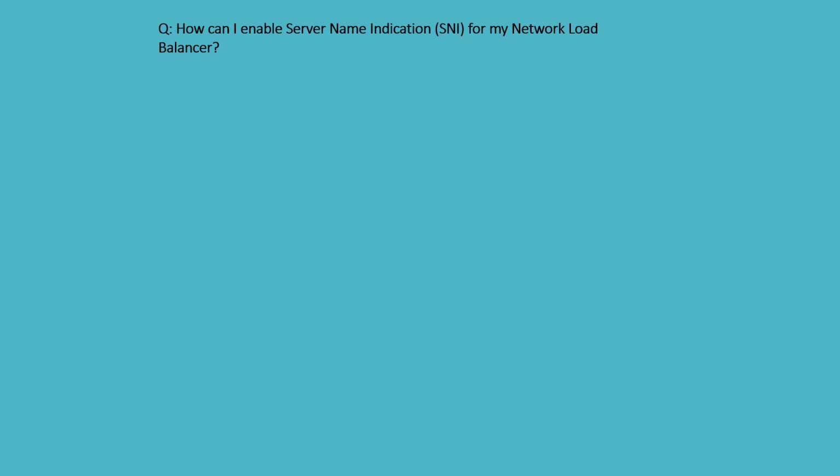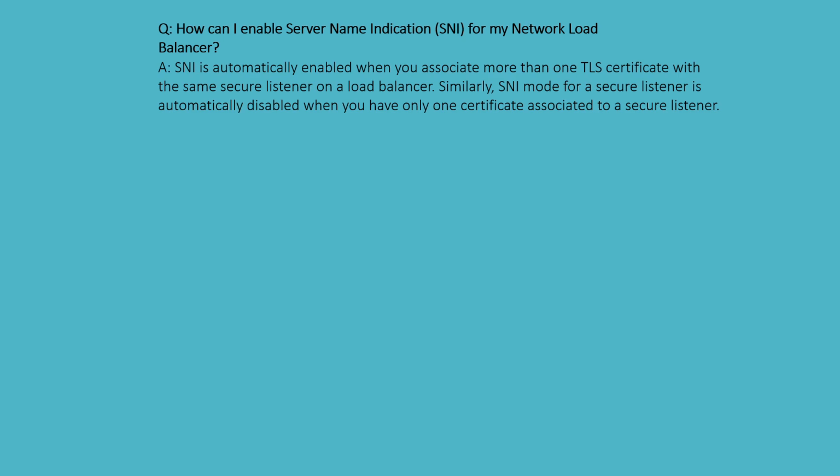How can I enable Server Name Indication, SNI, for my Network Load Balancer? SNI is automatically enabled when you associate more than one TLS certificate with the same secure listener on the load balancer. Similarly, SNI mode for a secure listener is automatically disabled when you have only one certificate associated with the secure listener.